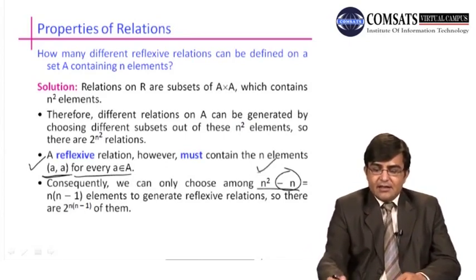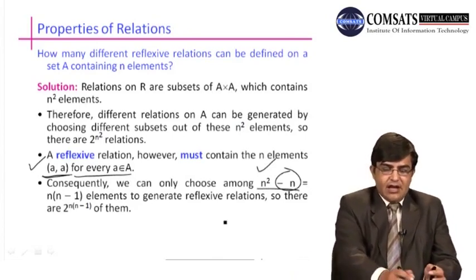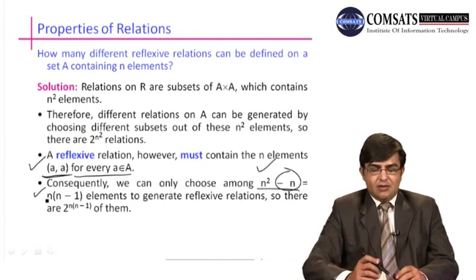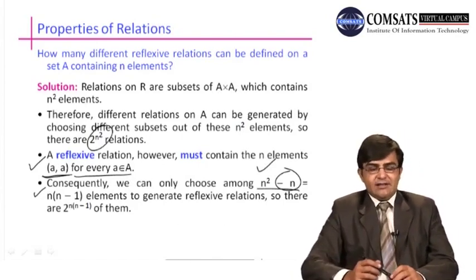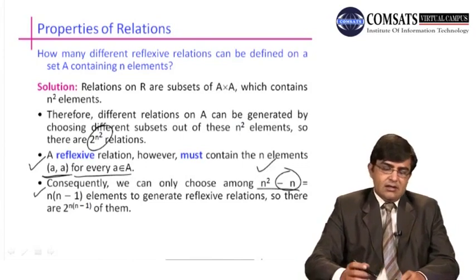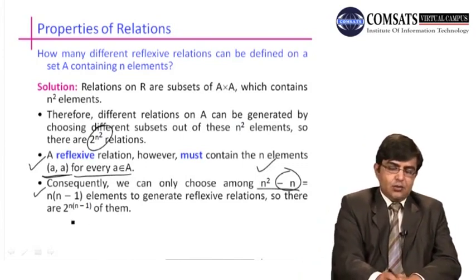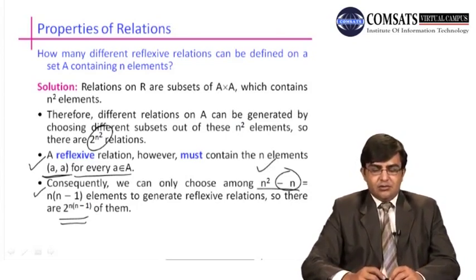So n square minus n is equal to n into n minus 1, and for the rest of the elements we have n into n minus 1 choices. In the same manner as we calculated 2 power n square, we can say that the reflexive relations which we can define on any set number 2 power n into n minus 1. This is very simple. I hope you understand.